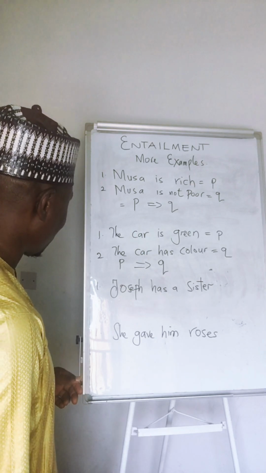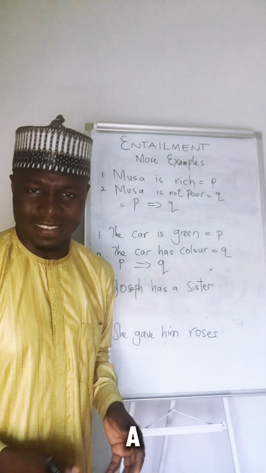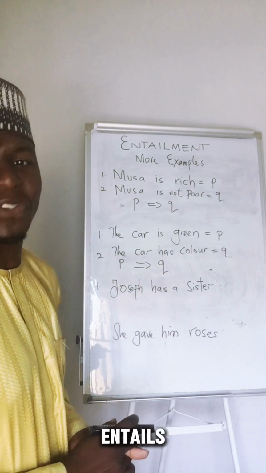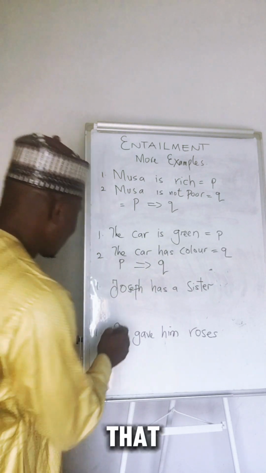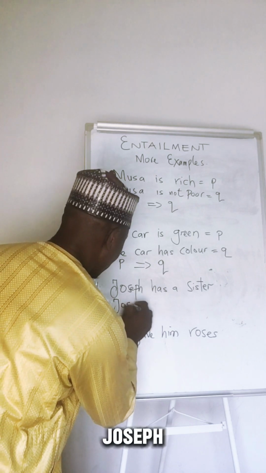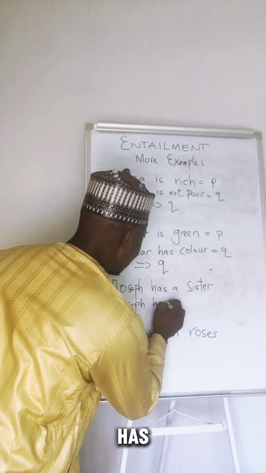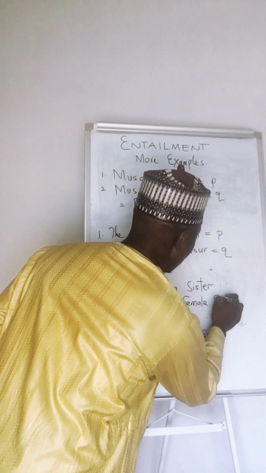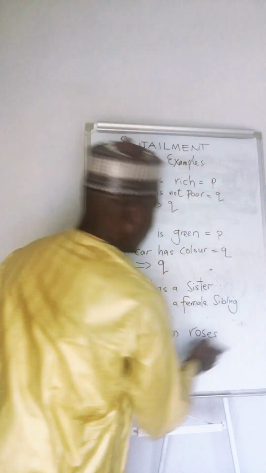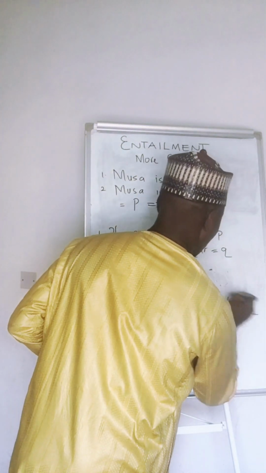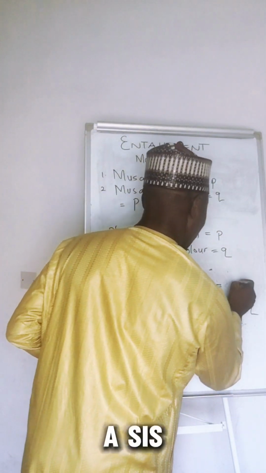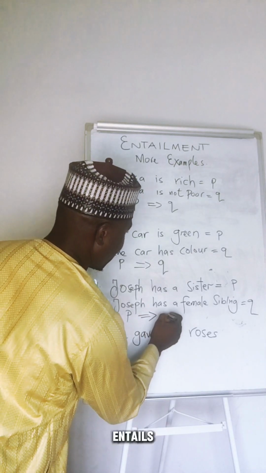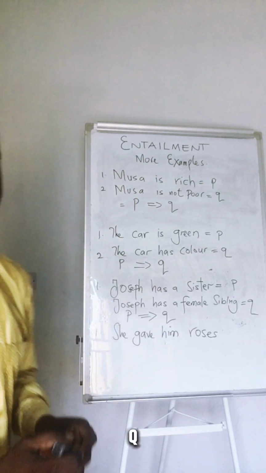Okay, now let's look at the next one. Joseph has a sister. Joseph has a sister entails what? It entails that Joseph has a female sibling, which is equal to Q. This, Joseph has a sister, is proposition P, and therefore we can say that proposition P entails proposition Q.